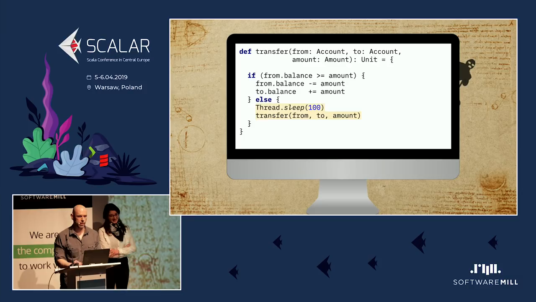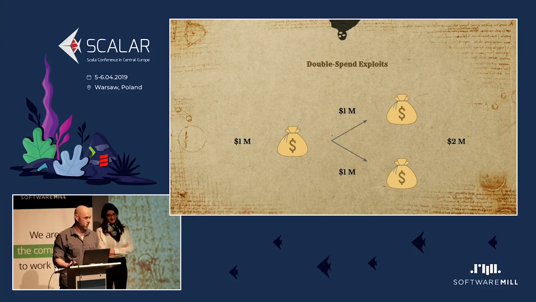Our thief, being the concurrency wizard that he, or she is, knows about a class of exploits called the double spend exploit. In a double spend exploit, what happens is you take the same amount of money, and if you're able to find some consistency bug, you can end up spending that money twice, basically creating money out of thin air.